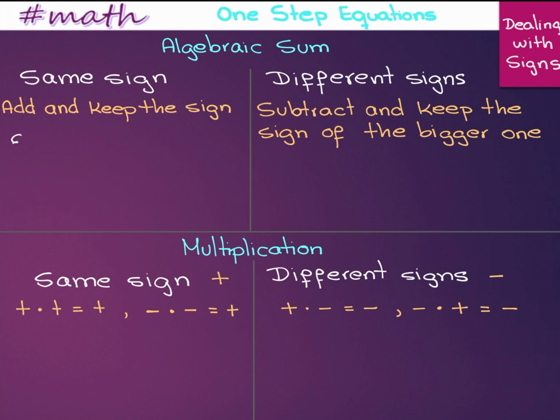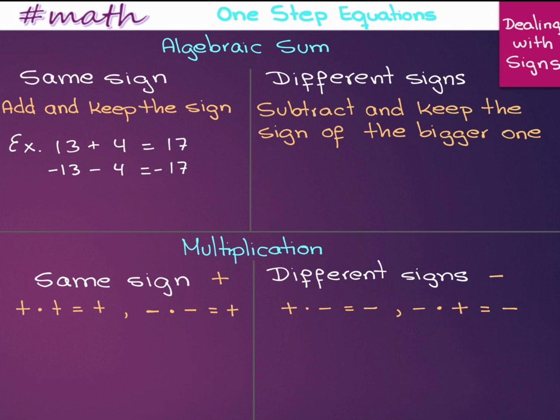For example, suppose you're adding 13 plus 4. Obviously, that is 17. We added and kept the sign, which is positive for both. So the answer is 17. But if instead we are adding negative 13 and negative 4, we still add them. 13 plus 4 is 17. And you keep the sign.